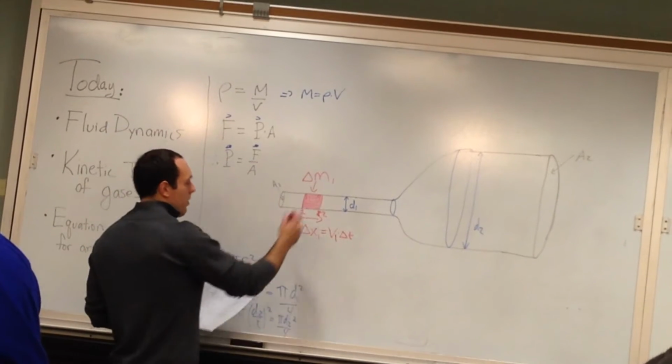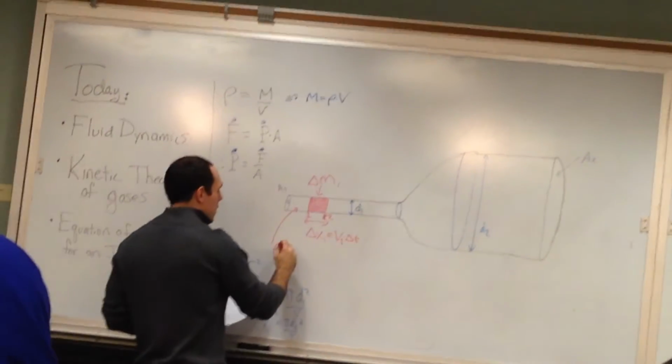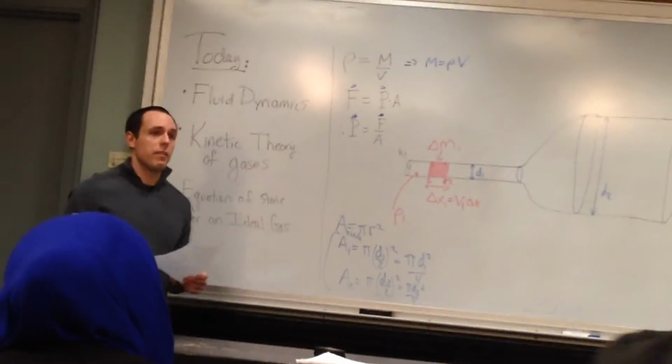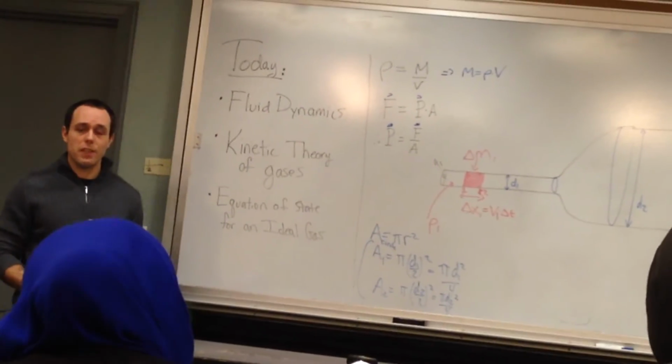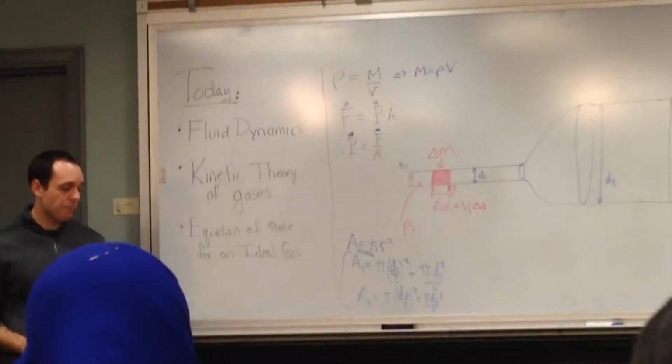Let's also say that the fluid in this area basically has a mass density, which we're going to call rho 1. So it has a mass density of rho 1, whatever this is.